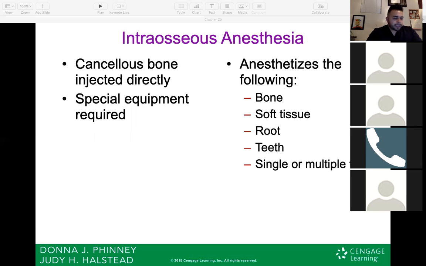This will numb the lips and the tongue. Actually, it will not numb the lips and the tongue, but everything else, including bone, soft tissue, the roots of the teeth, and the teeth completely are all numbed. So everything but the lips and the tongue are numb with the intraosseous anesthesia. Again, that's where anesthetic is delivered directly inside the bone. Usually that's reserved for oral surgery procedures.